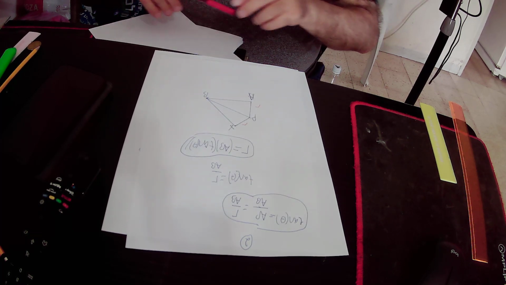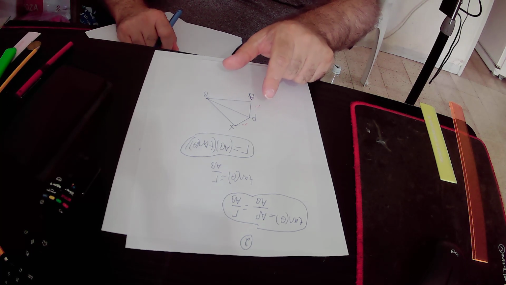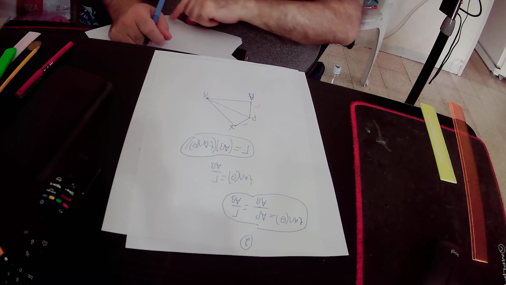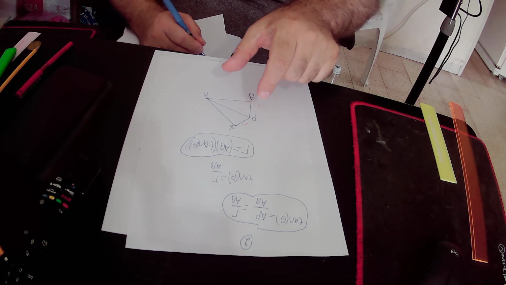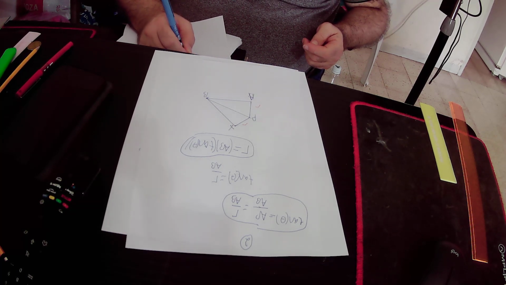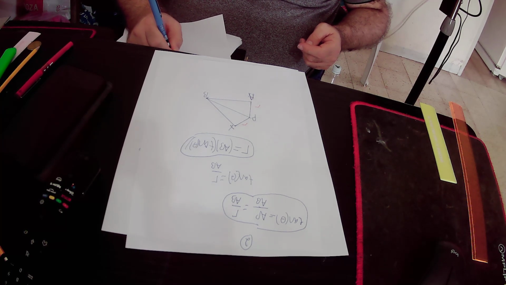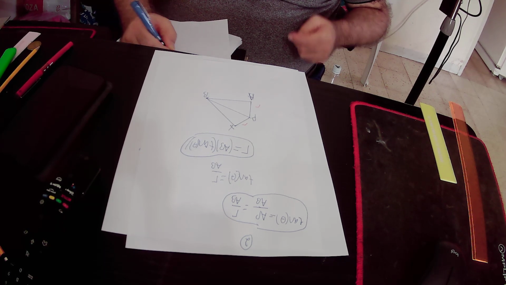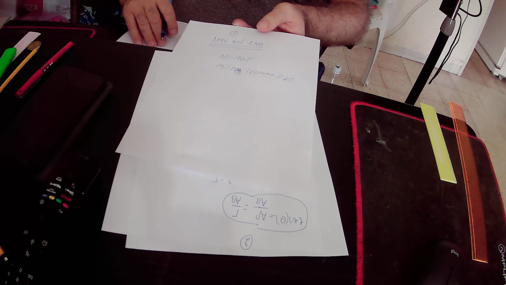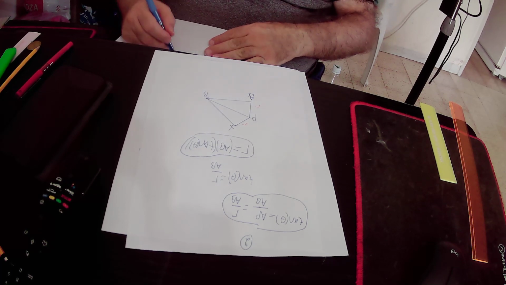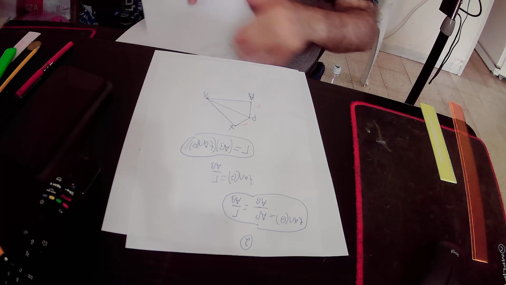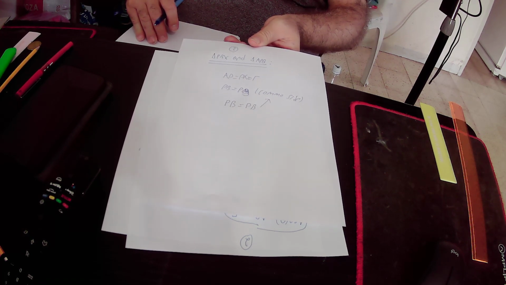Okay, and also we know that PB is a common side because it belongs both to triangle APB, and side PB also belongs to triangle PBX. So PB equals PB. It is a common side.